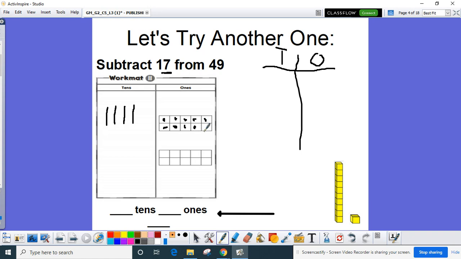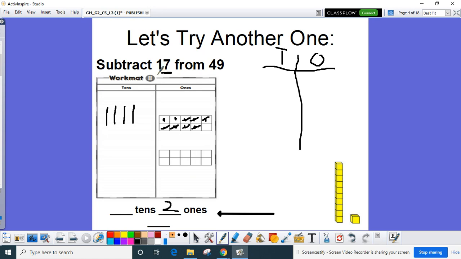We're going to cross out 7 ones. 1, 2, 3, 4, 5, 6, 7. Okay, so now that we subtracted 7, how many ones do we have left? Right, 2. So blank ones, we have 2 ones. Now we're done, right? The answer's 2? Wait, what? We're not done? That's right. We need to subtract the tens.